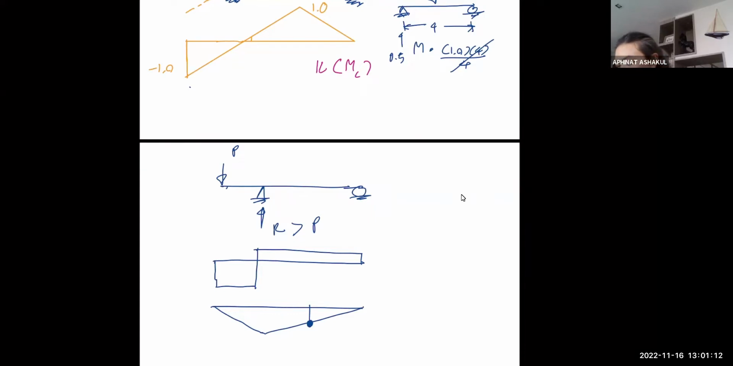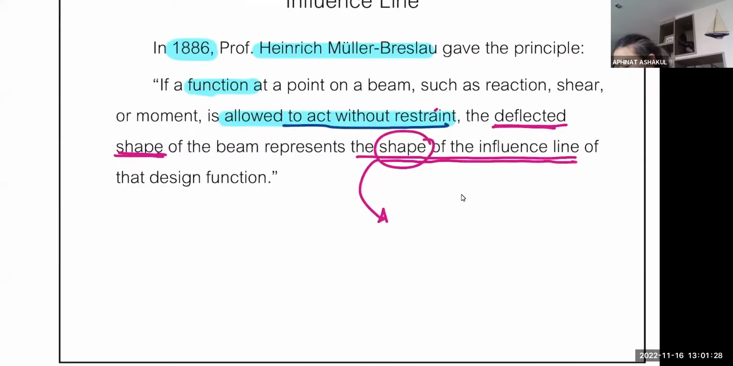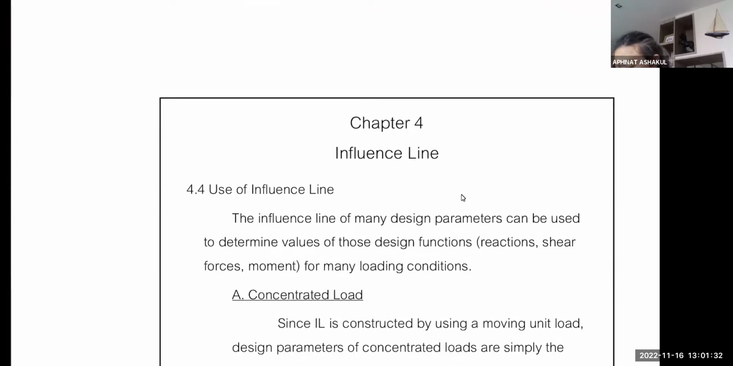So now in comes the next question. What is all the use of this? Okay, so we have the next one. Use the development of the previous example to calculate the values of those design functions. But before we do that, let us go back here and, okay, the use of influence line.